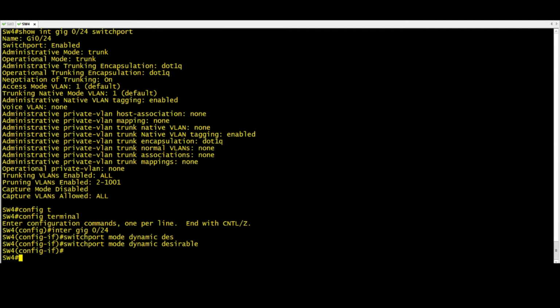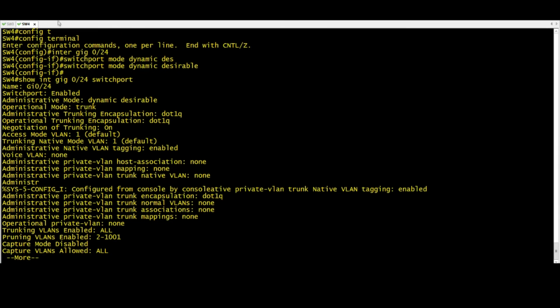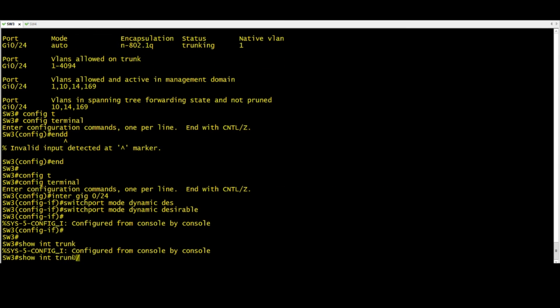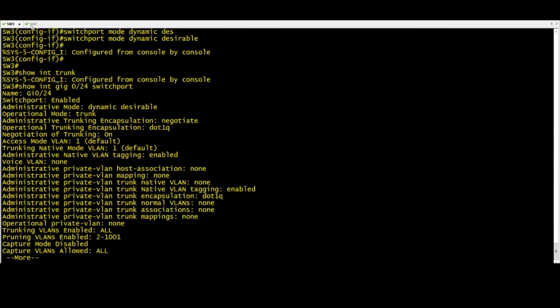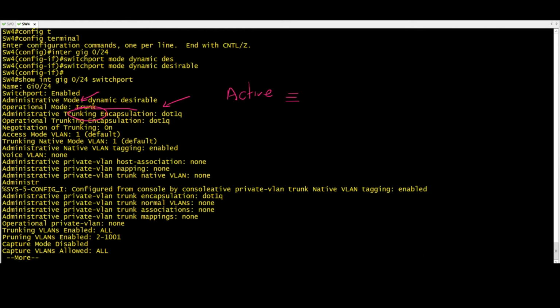Now let's have a look at the output. So we go on both switch 3 and 4. Let's have a quick look. So on switch 3, we can see the switch port mode is enabled. Administrator has set it to dynamic desirable, and we know that this is active, so it does send DTP messages. So as we would expect, both sides become a trunk. So let's go to the other side. Identical, once again, you can see dynamic desirable, the output is a trunk.